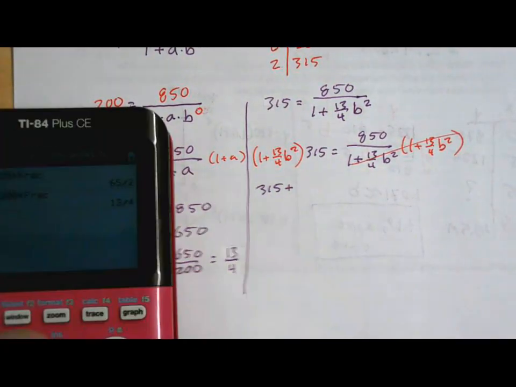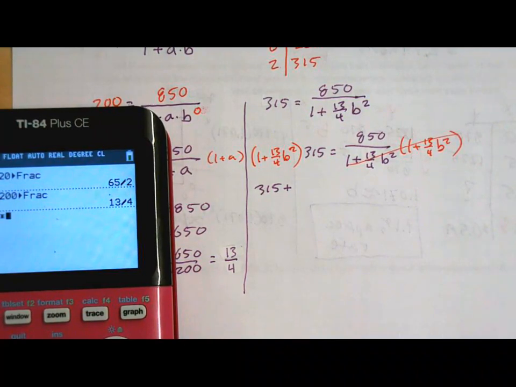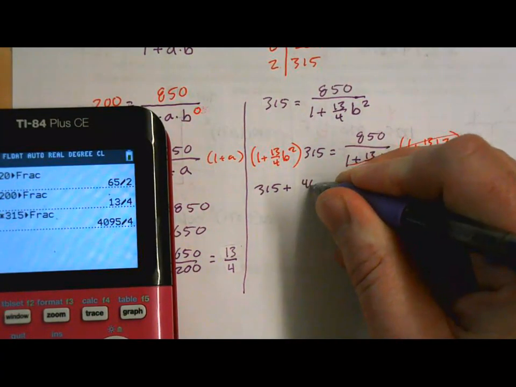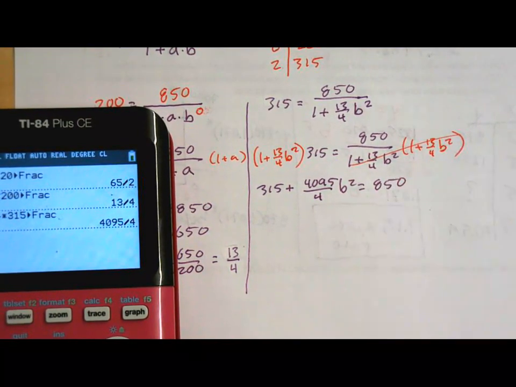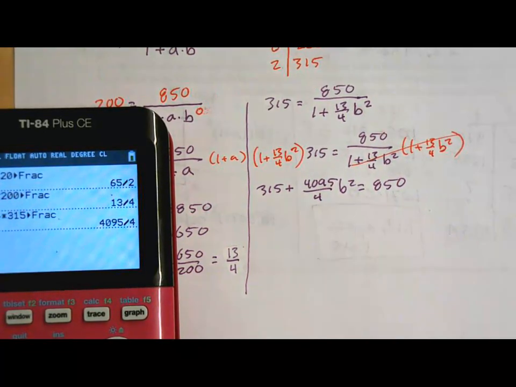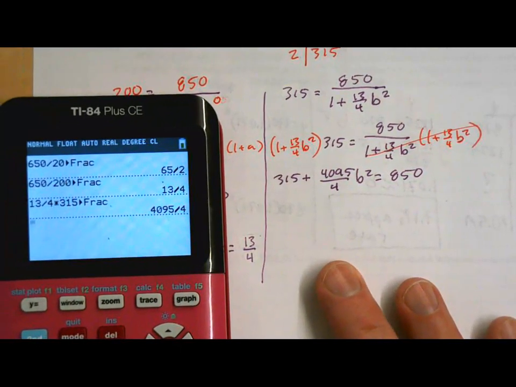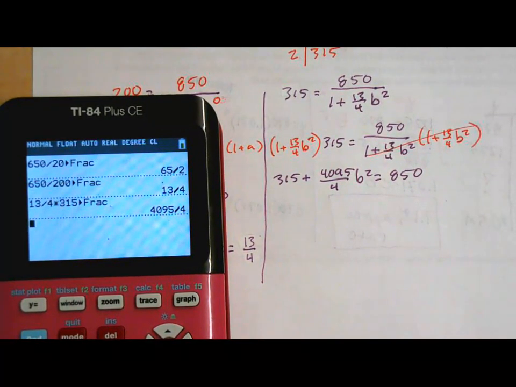Yikes. 13 over 4 times 315 as a fraction, please. Guys, all right? I know we're not fans of the huge fractions, but that's all right. Sometimes things get messy and we just got to deal with it. Minus 315 on both sides.